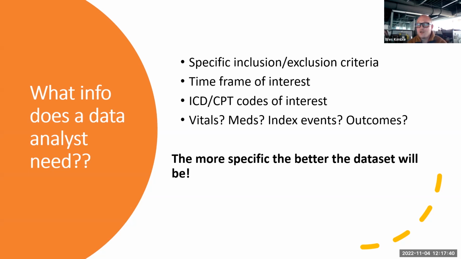Again, do you want vitals? Do you want medications? What medications? Are there specific dosages? Do you want to know the frequency they were prescribed? Any of those kinds of things. Outcomes. Do you want to look at death? Do you want to look at hospitalizations, readmissions? So all those kinds of things, we want to think about before you submit your data set, before the analyst starts on it. So the more specific that you can be, the better your data set will be, and more than likely, the better your statistical relevance will be.